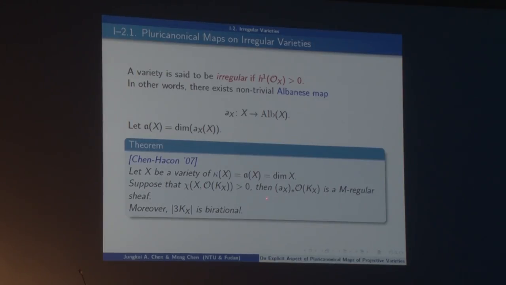You consider the push-forward of the canonical sheaf. This gives you a sheaf on an abelian variety. By studying the cohomological properties of this sheaf and using the Fourier-Mukai transform, which gives you a duality between the bounded derived category of an abelian variety and its dual abelian variety, you can study more about the cohomological properties of this kind of sheaf. Being M-regular is just an analog of being ample for a line bundle. So by a similar technique, we can show that three times the canonical divisor is birational.